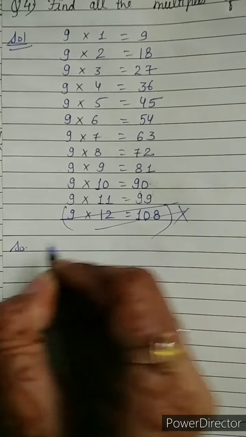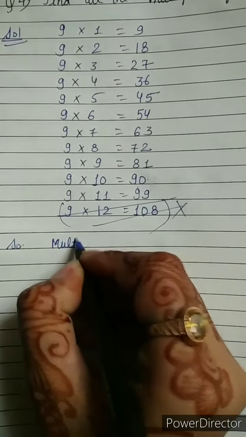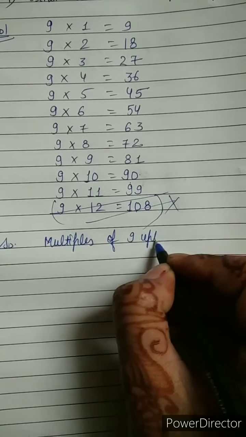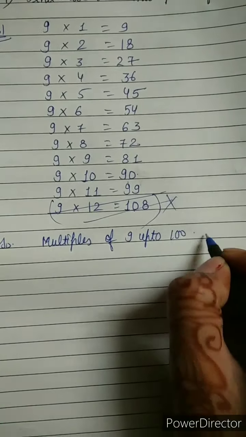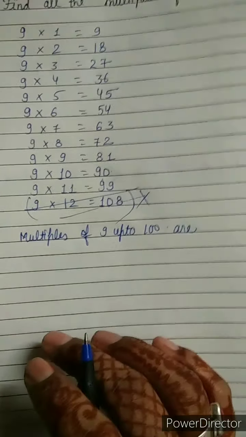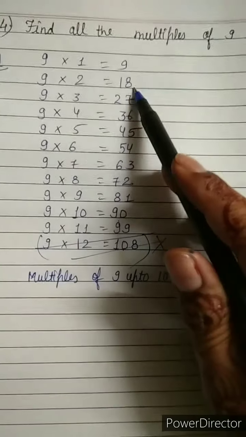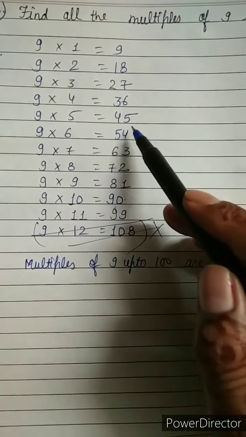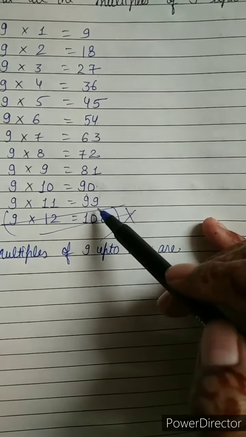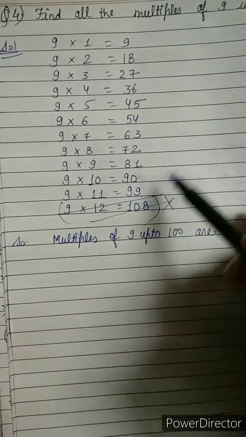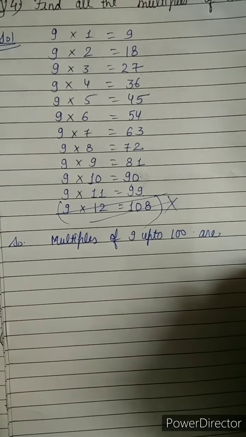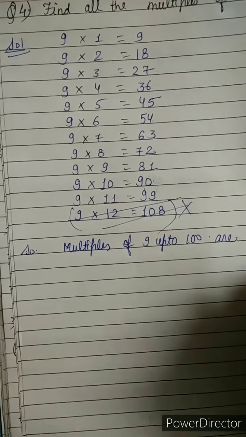So the multiples of 9 up to 100 are 9, 18, 27, 36, 45, 54, 63, 72, 81, 90 and 99. They are the multiples up to 100. That is our answer.